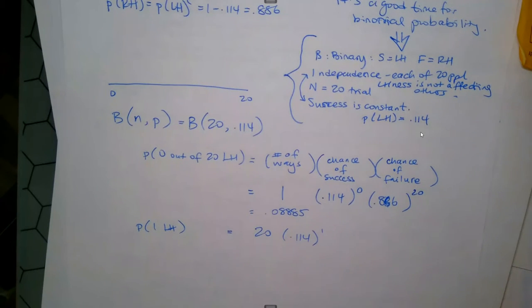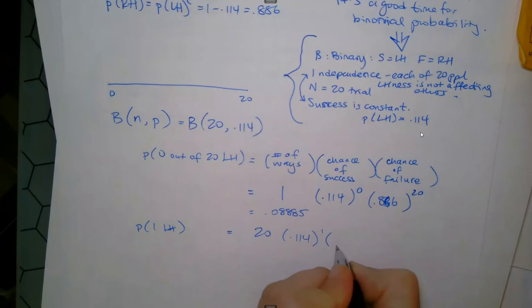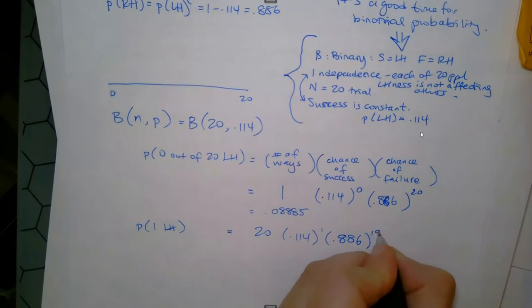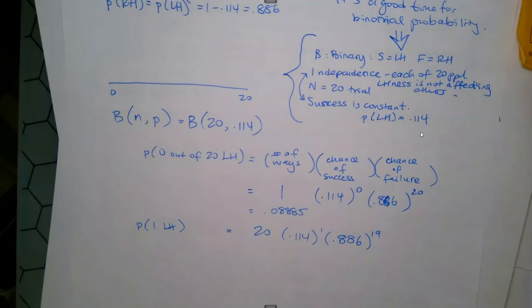Okay. 1 person's left-handed. I need to succeed once. There are 19 more people in my sample. All of them absolutely should not be left-handed. So I need 19 failures. Okay, so this one, again, could do by hand. If you want, it's a little tedious.